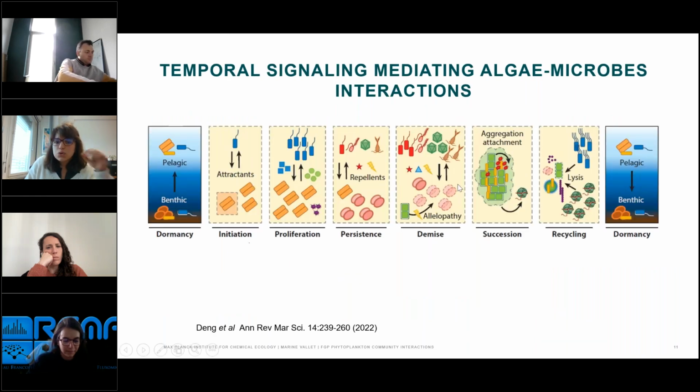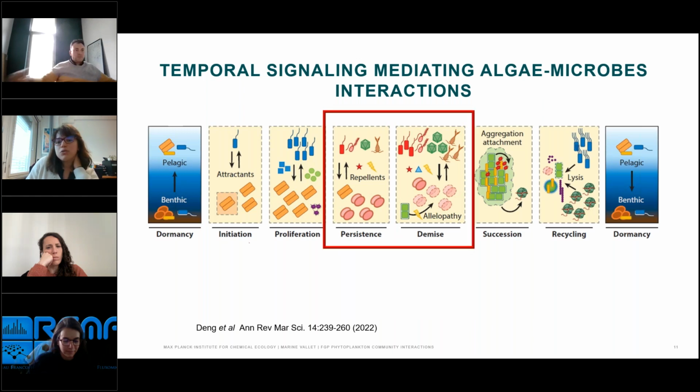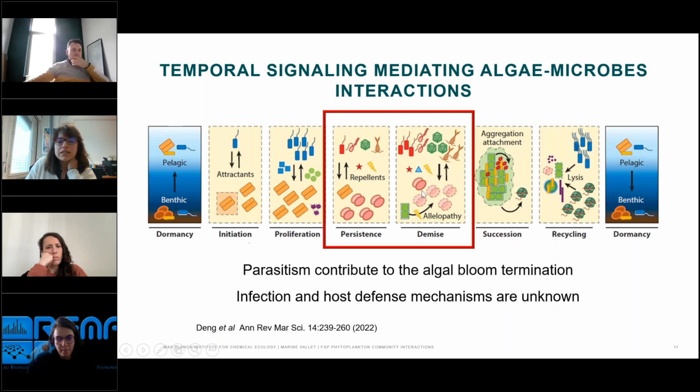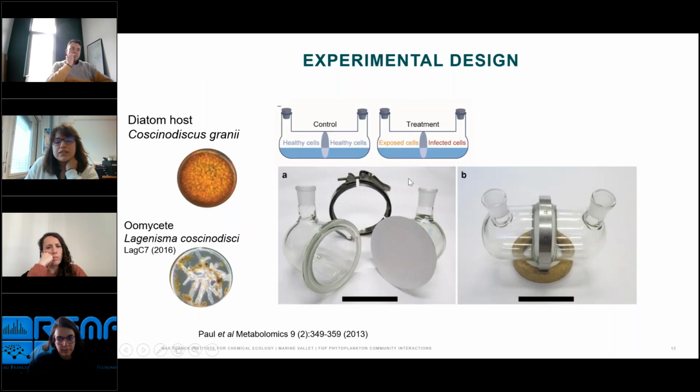And this is to show you that we don't know much, but they basically always appear at the last stage of the bloom, these parasites. And we don't know much about these mechanisms that are involved. When I started my postdoc, I started developing and working with the model of the mycete infecting the diatom using the co-cultivation chambers, where basically you can put different populations exposed to each other.